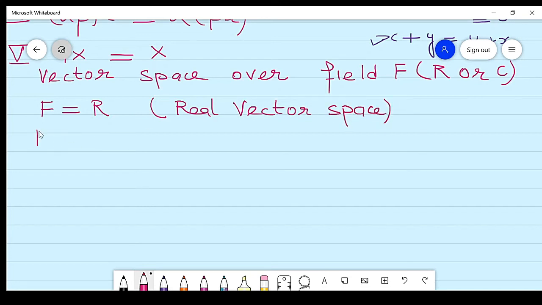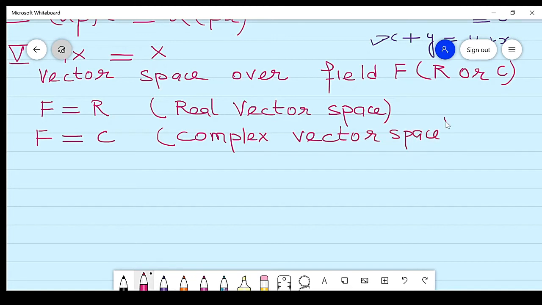And if F is C, this is called a complex vector space. So I have just discussed the basic definitions.